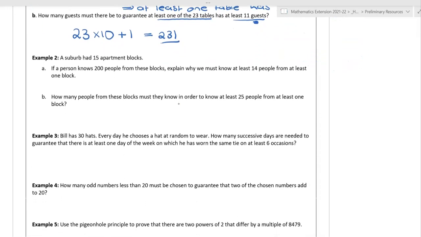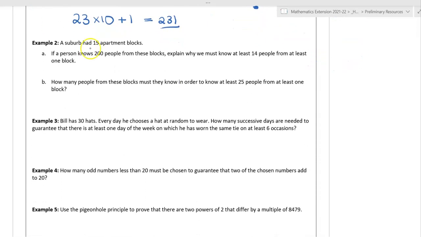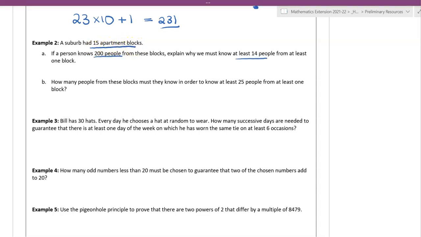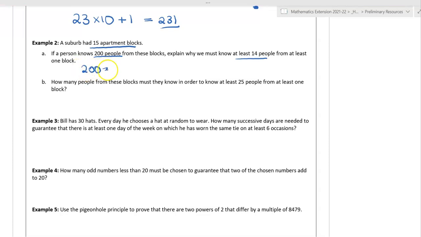Okay. All right. A suburb has 15 apartment blocks, and a person knows 200 people from these blocks. So that's like your total. So we might as well just write 200 equals. Explain why they must know at least 14 people from at least one block. Now remember that at least always round it down to 13. So what is 15 apartment blocks times 13 people? Hopefully it will be less than 200.